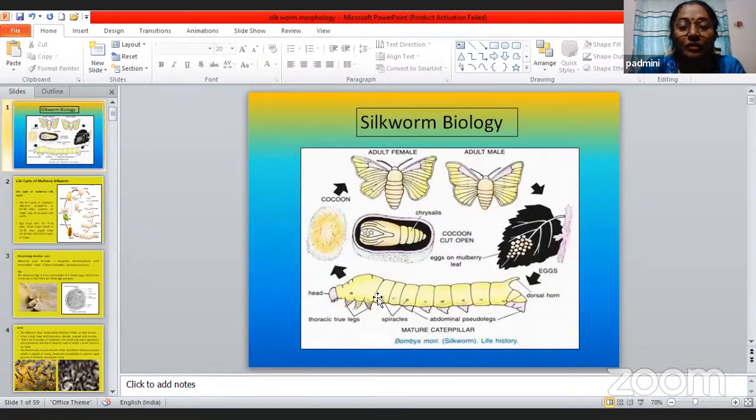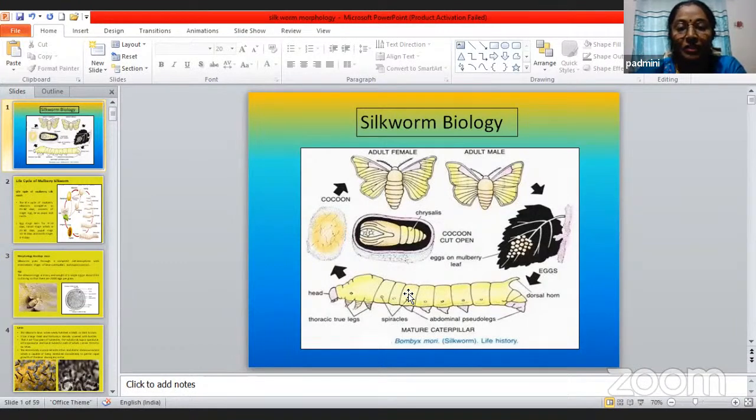For example, first you can see the picture over here, how the life cycle occurs. We have already talked about this life cycle when I was talking about Bombyx mori in the first class. Nevertheless, this is the adult male and the female laying eggs, and then these eggs hatch to form the larvae. So you have 5 instar larvae, and the larvae, after having a proper intake, as we talked about, are voracious feeders.